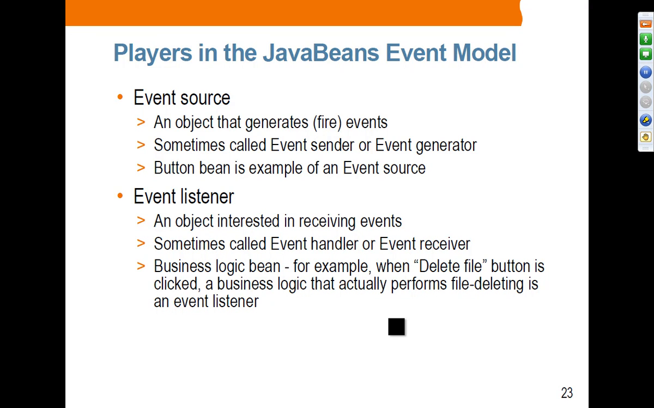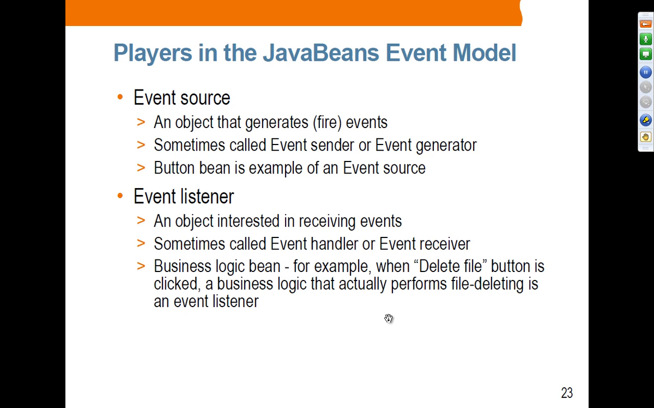So there is an event source, and then there is an event listener. The event listener is the one that provides the action. It is an object or bean that is interested in receiving events. When the event source fires an event, it will call a method of the event listener. That's what receiving an event means: a method of this event listener object gets called. It's sometimes called an event handler or event receiver.